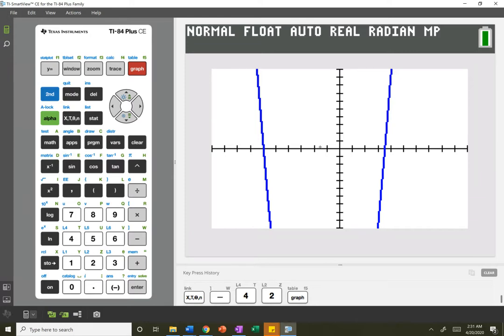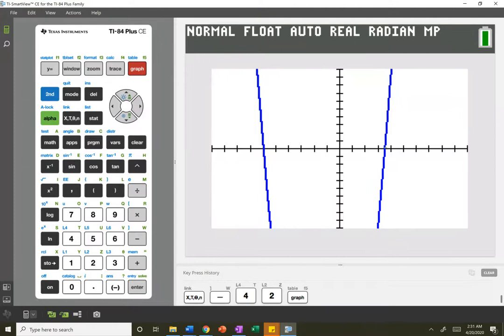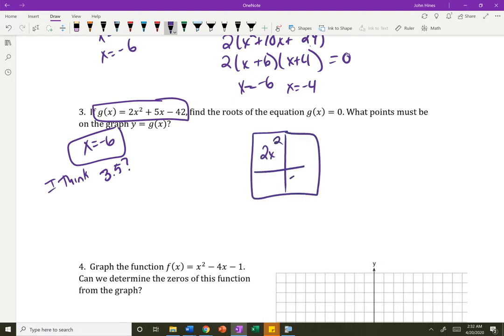So I got one of them. 1, 2, 3, 4, 5, -6. I got x equals -6. But this other one looks like a decimal, doesn't it? 1, 2, 3. My guess, I think 3.5, but I can't just guess. So let's factor this to actually find the zeros. Or you could use the quad formula if you'd like. I'm going to factor, though.